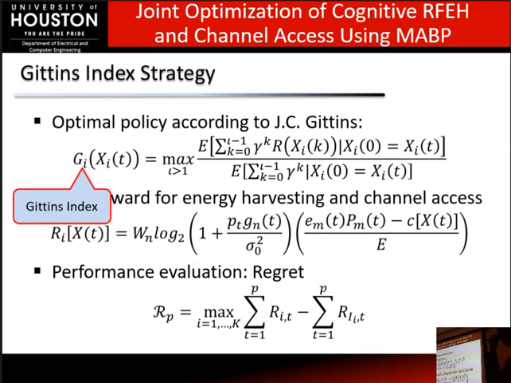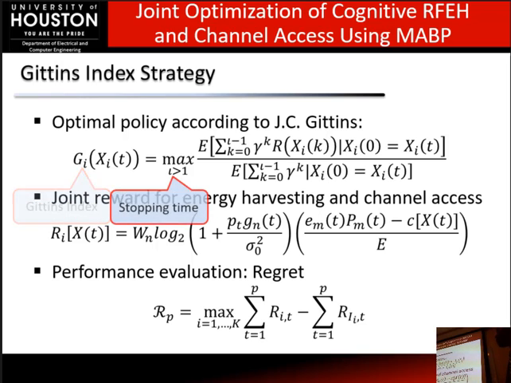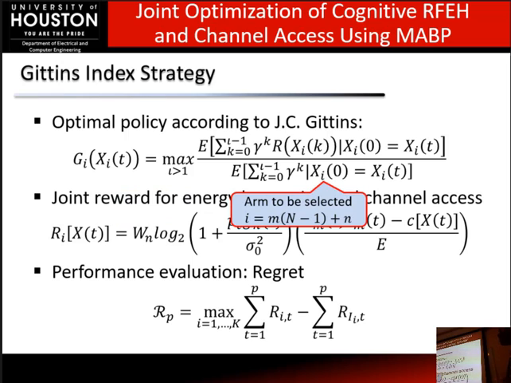John Gittins has shown that the optimal policy can be achieved by playing the arm that has the highest Gittins index, which is basically the ratio of the expected total discounted reward and the expected total discounted time. And the best arm is the one that has the highest Gittins index and can be played up to a certain stopping time. If you find that the Gittins index is smaller than it was before, then we stop and we try to explore another opportunity. And this is the arm that has to be selected.